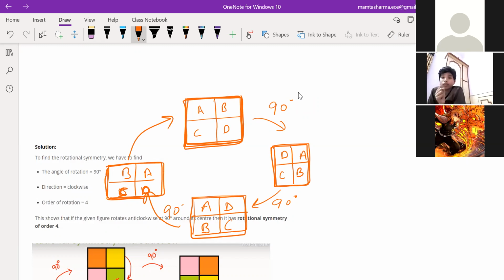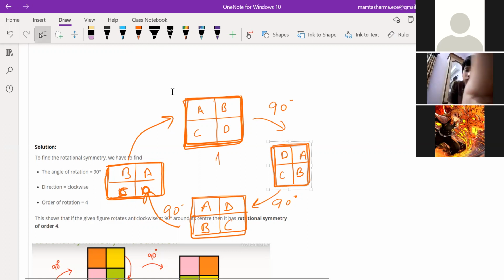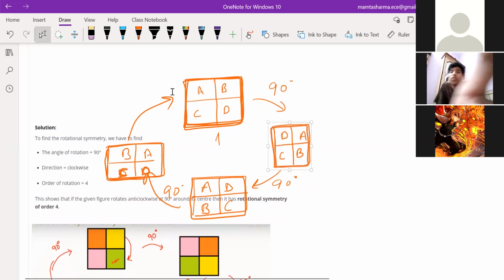Your voice is breaking a little bit. Wait for 1 minute. It's clear only. Yeah, ma'am, it's clear only. Ritvik, maybe it is a problem from your network. You check it.